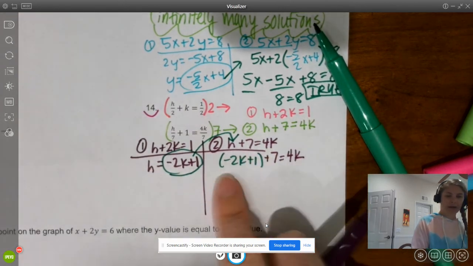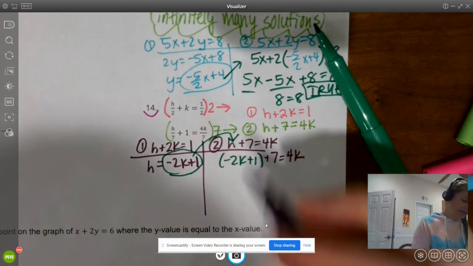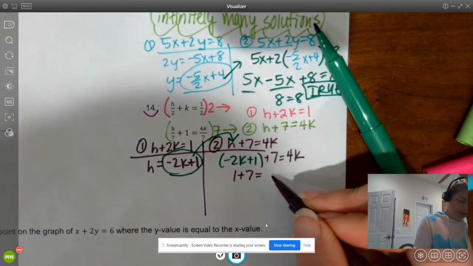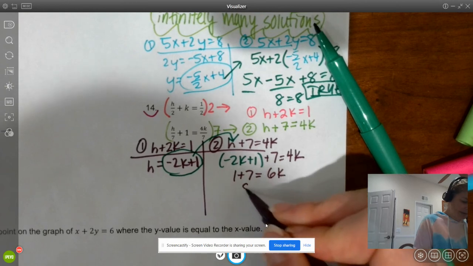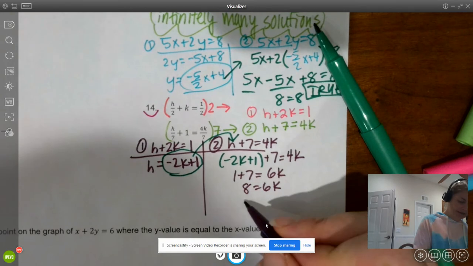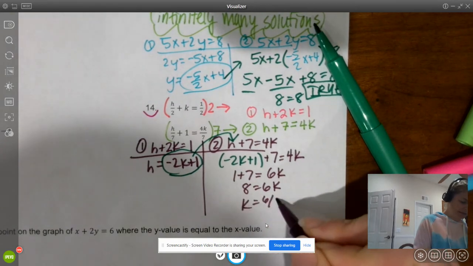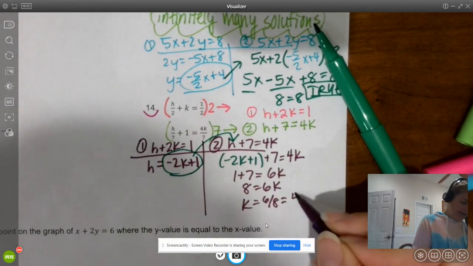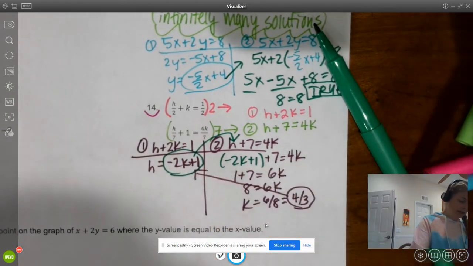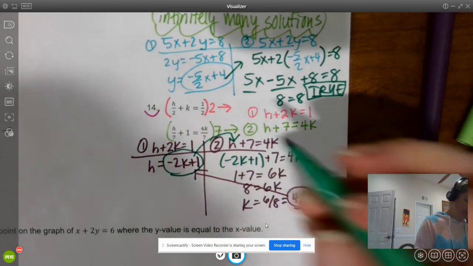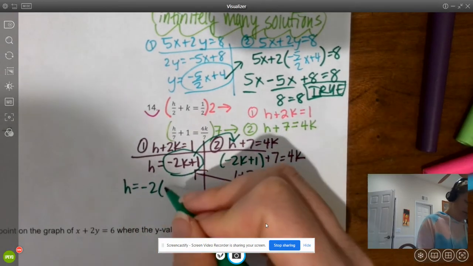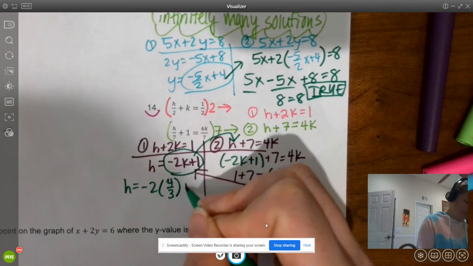I'm going to add 2k on both sides to bring my variables to the same side. So I have 1 plus 7 is equal to 6k. 8 is equal to 6k. Divide both sides by 6, and you have k is equal to 8 over 6, which means k is equal to 4/3. But remember, we're not done yet. We're going to need to substitute my k value. So h is equal to negative 2 times my k value, which is 4/3, plus 1.